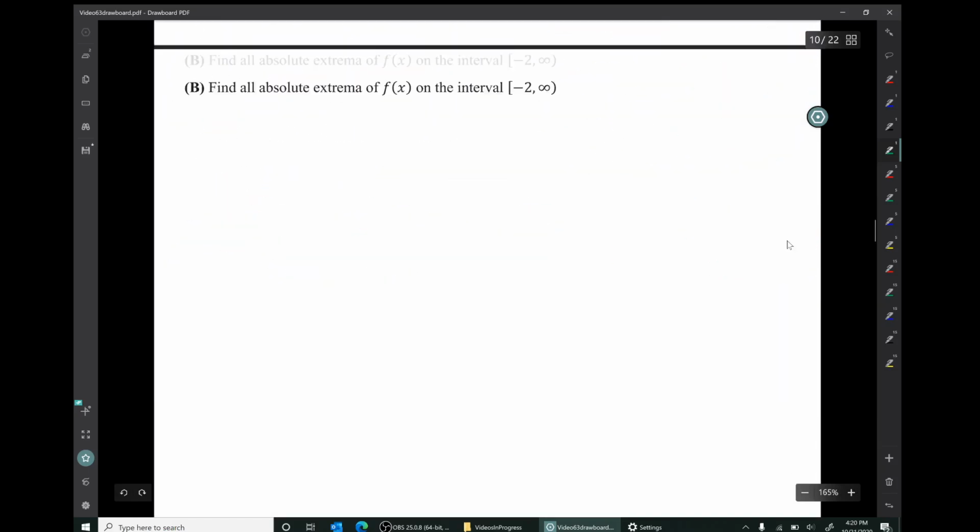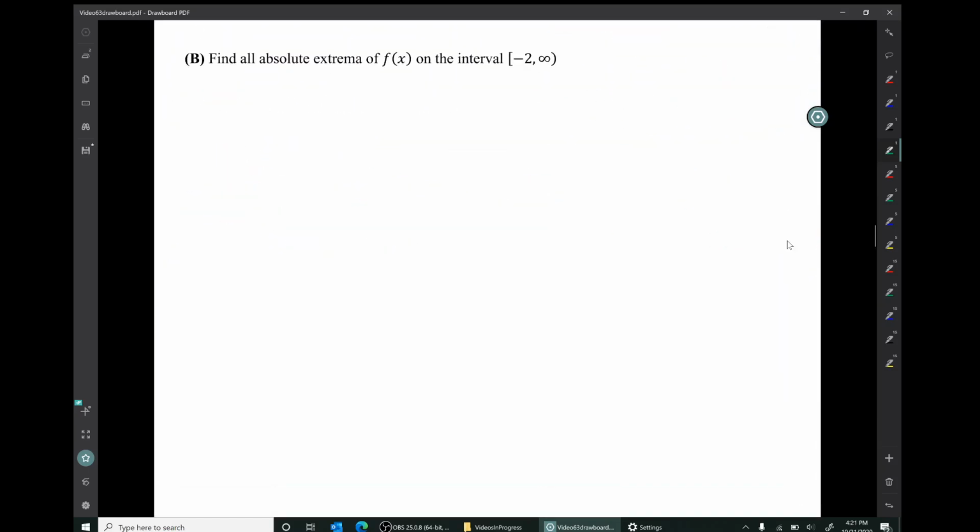Let's go on. Question B is, find the absolute extrema of the function on this interval, -2 to infinity, with the endpoint -2 included. Well, the solution to this is to do exactly what we did before. Think about whether we expect there to be absolute maxes or mins, and then find them.